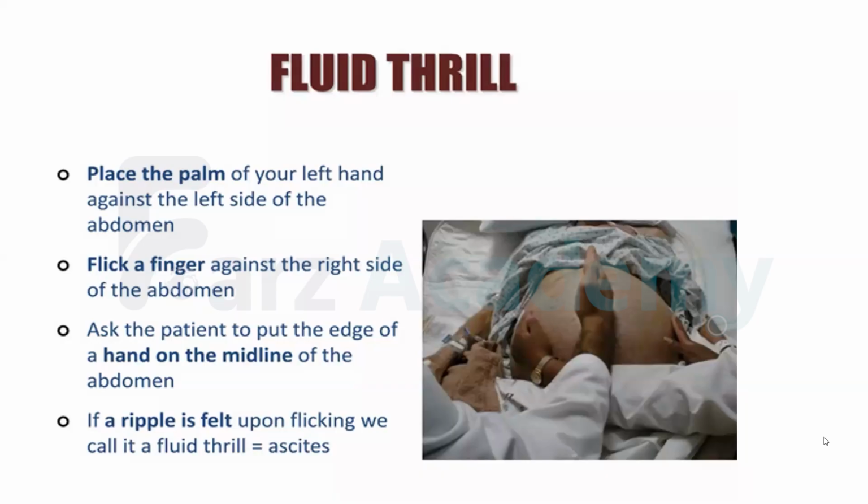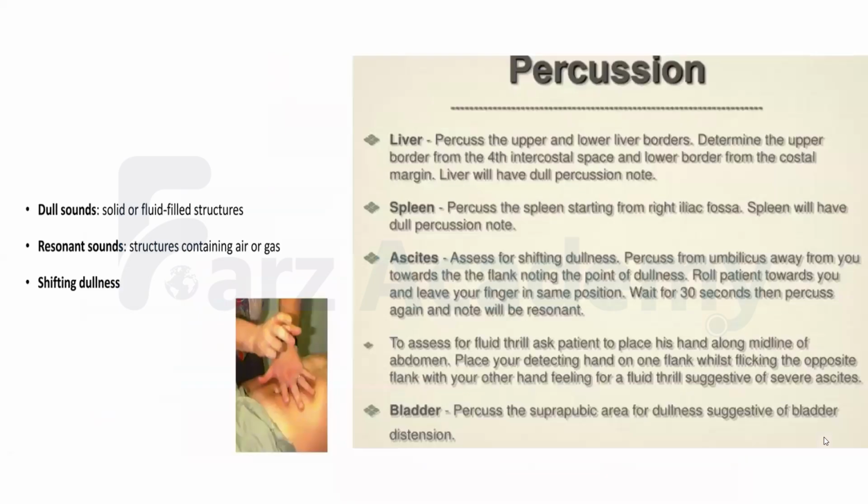So next slide will show you. So this is something you already know. You have to tap upon the tummy, because straight away going and doing the shifting dullness wouldn't fetch you marks. So dull sounds are for solid or fluid filled structures. Resonant sounds are structures containing air or gas. And then you look for shifting dullness.